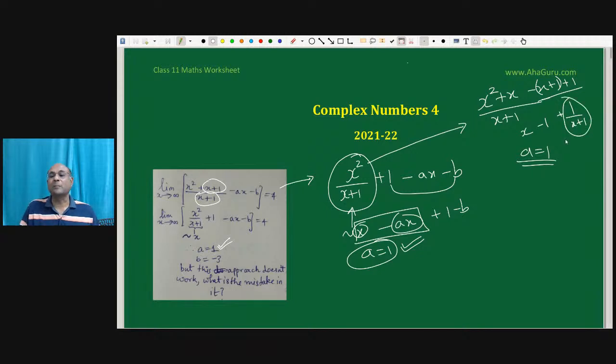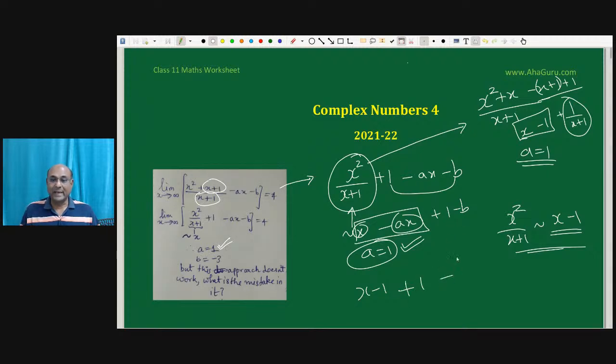Now this I can say is very small. So a better approximation is x minus 1. Is it wrong to say it is approximately x? No, it is not wrong, as long as x does not cancel out. But x is going to cancel out, so this is a better approximation. So if we use that now, x minus 1 minus, right, x minus 1 plus 1 here, minus ax. Now you already know a is 1, minus b. Now this limit is equal to 4, and so you can see that minus b is equal to 4, or b equals minus 4. You got b equals minus 3.